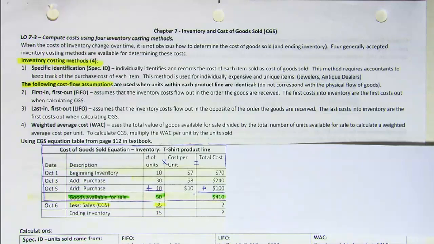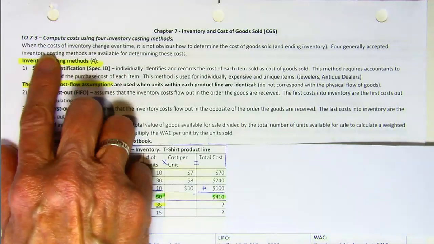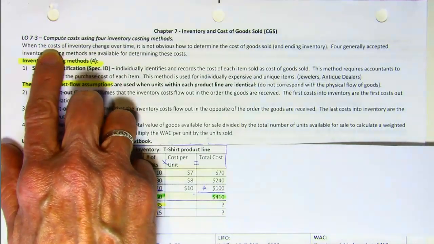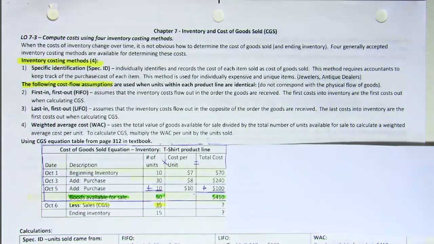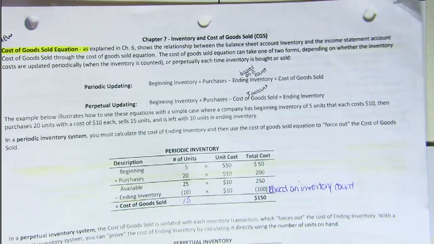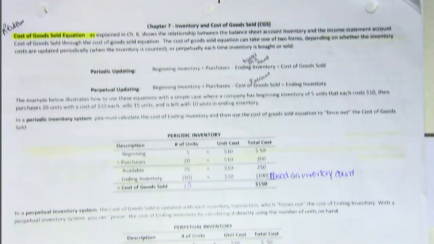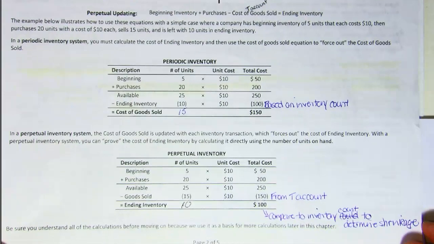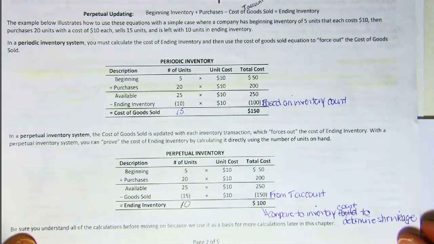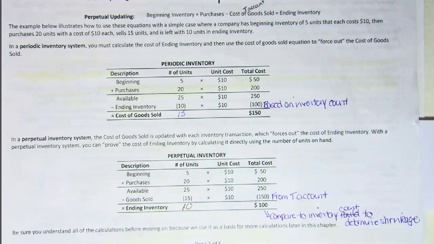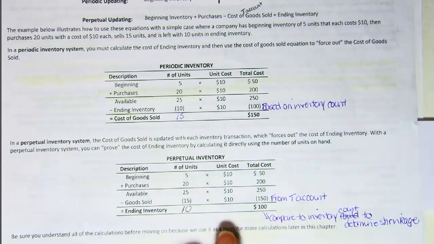Okay, this is our second mini lecture on Chapter 7, and now we're going to be talking about computing costs using 4 inventory costing methods. When we were covering this in the last video, page 2 of our notes, the reason it was easy to calculate the cost of goods sold is because the inventory cost, what we paid for it, remained constant at $10. But what if that's not the case?